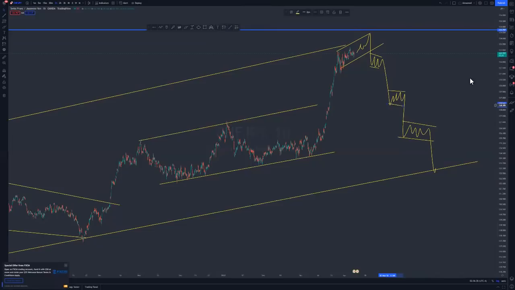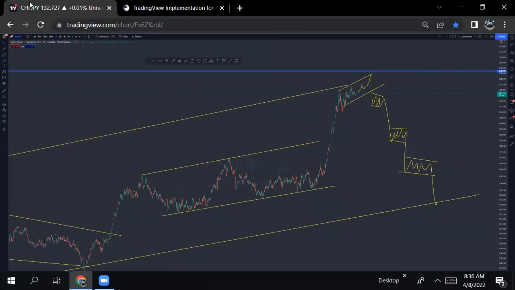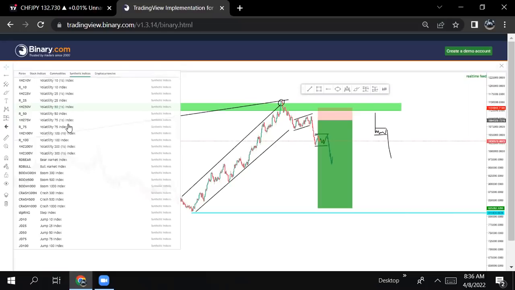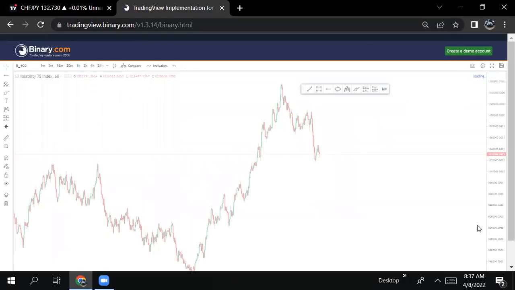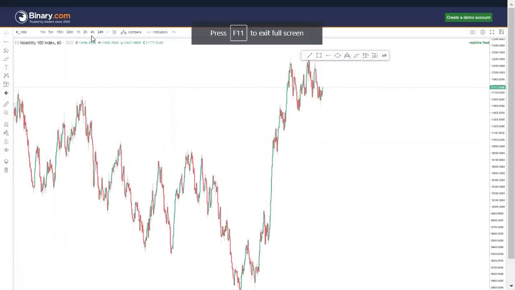So okay, guys, this one was a pair, CHFJPY. So now we're coming here. Let's see what we visit now, because a lot of you are trying to trade this thing, VIX 100? Because VIX 75 I did it. Okay, let's try VIX 100. I should get VIX 100. Okay. So now I'm on VIX 100. Let's go to the 4-hour.